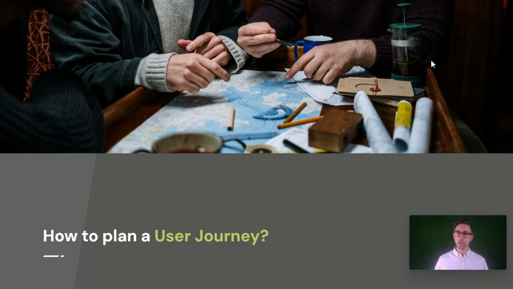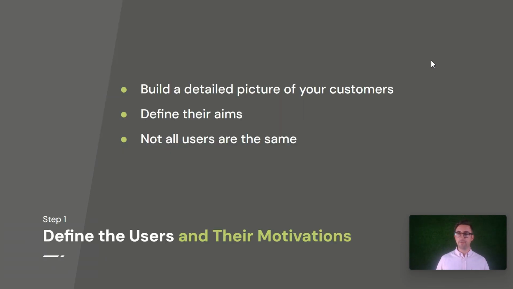So how do we plan out a user journey? Now, this comes in 4 steps. So step number 1, we define the users and their motivations. So you want to build up a detailed picture of your customers, and you can do this through demographic data, such as geolocation, age, sex, as well as psychographic data. So what are their values, what are their goals, what are their aims, what are the challenges they face, and these can be easier or harder to gain.